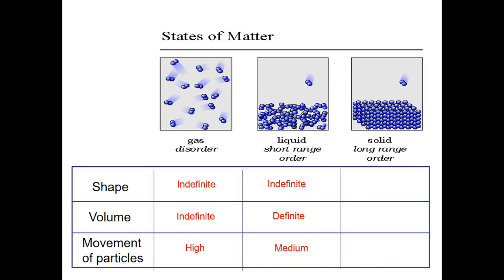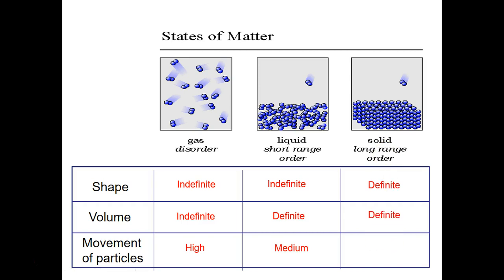Now solids. Let's assume you have a chunk of copper. That chunk of copper is always going to have the same shape because these particles are actually locked together. They're connected to each other so tightly that they're basically stuck in place. So solid will have a definite shape. They'll also, for the same reason, have a definite volume.